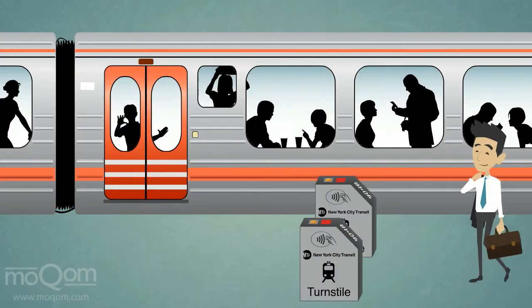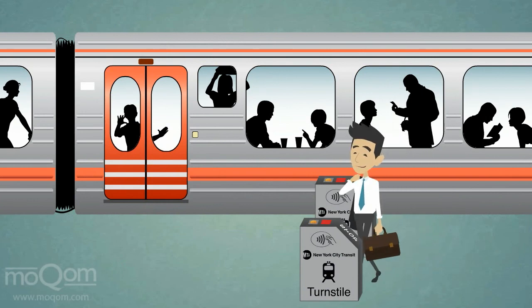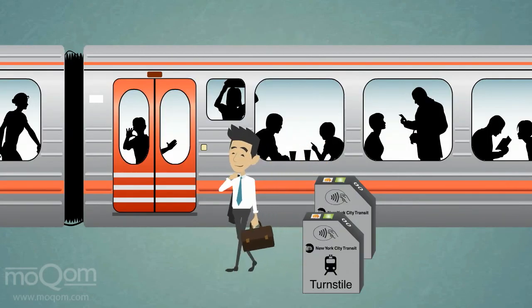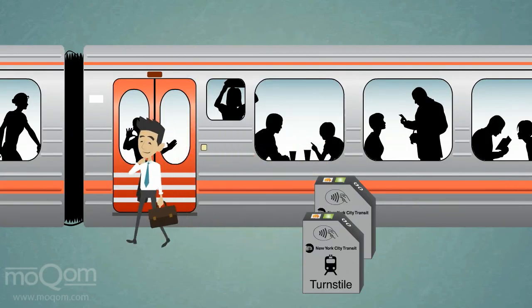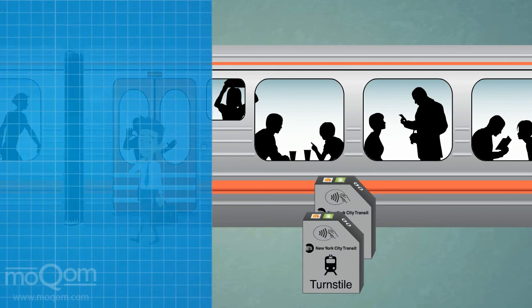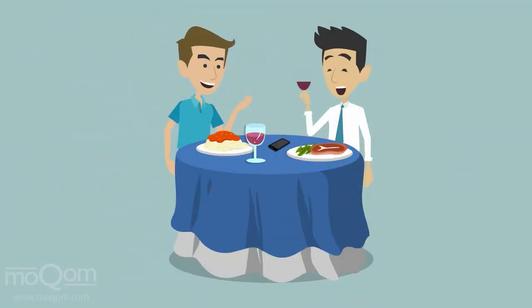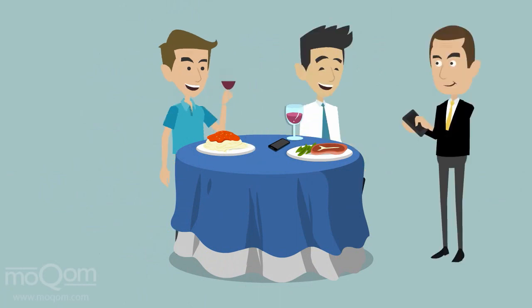When Jack paid for the subway with his NFC-enabled phone, moQom confirmed his identity by checking his unique digital ID. When Jack paid for his meal by credit card, moQom checked and confirmed that the location of Jack's phone matched the transaction location.